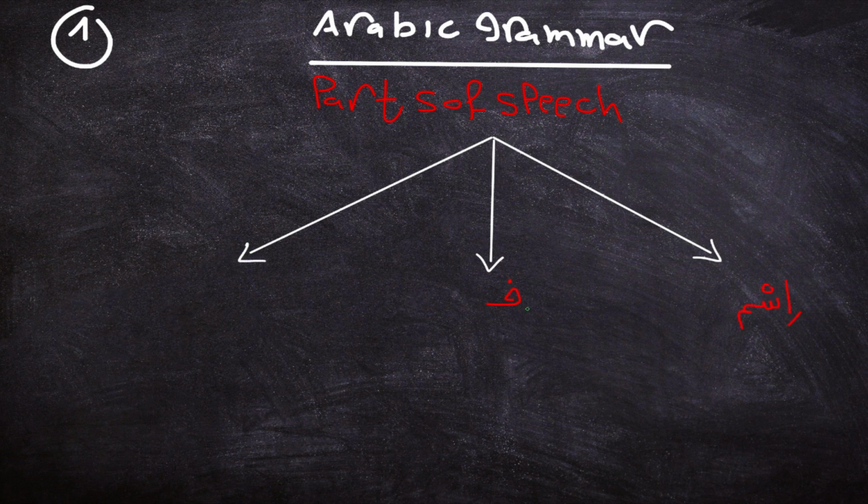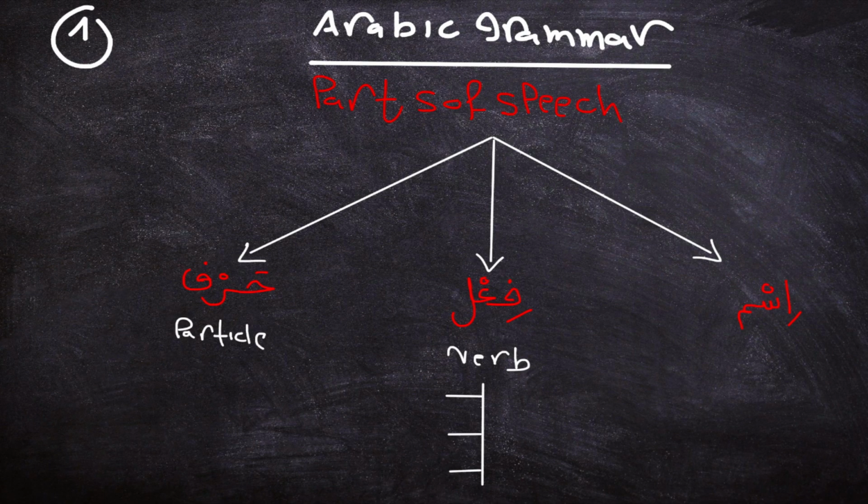Ism, fi'al, and harf. Fi'al is the verb, and there is no confusion about that. And harf is the particle, and also there is no confusion about that. When you look at the verb, you'll see that we have the three main verbs that are in all languages: ماضي or ماض, مضارع, and أمر.